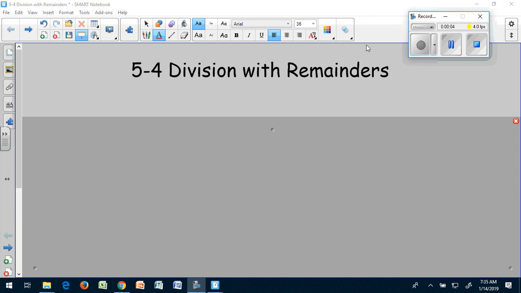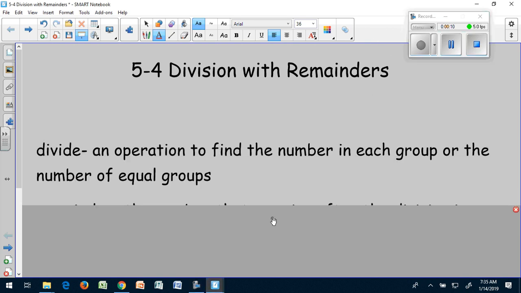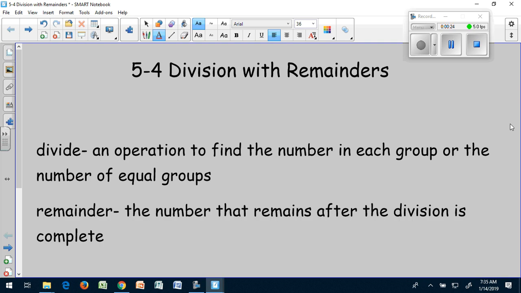Today, we're going to take a look at division with remainders. But first, let's review some terms. When we divide, we are using an operation to find the number in each group or the number of equal groups. Remember, the groups always have to be equal. And when we find a remainder, it means the number that remains after the division is complete.